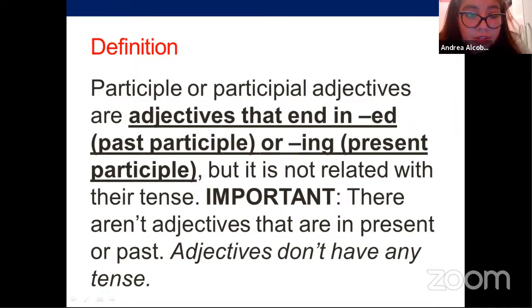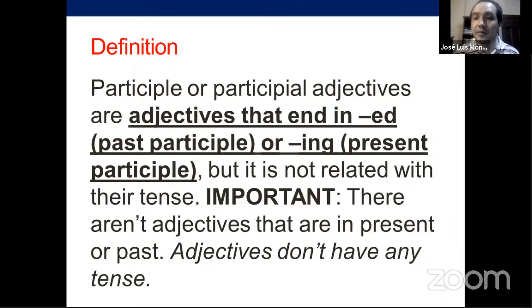Okay, teacher. Definition. Participle or participio. Adjectives are adjectives that end in ed, past participle, or ing, present participle, but it is not related with their tense. Important. There aren't adjectives that are in present or past. Adjectives don't have any tense. Thank you very much, Andrea.